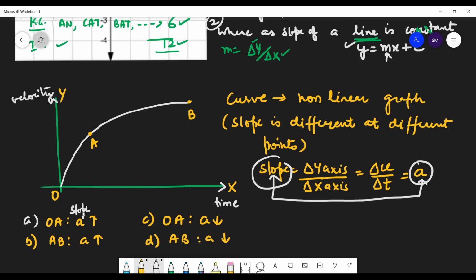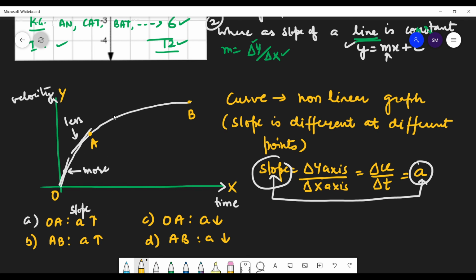Students, tell me which of these options is correct. From O to A, is the slope increasing? What do you think? What is happening with the slope when you move from O to A? Slope is decreasing. Yes. See here, find the slope here. This is the slope. Find the slope here. This will be the slope. So where do you have more slope? Here the slope is more. Here the slope is less.